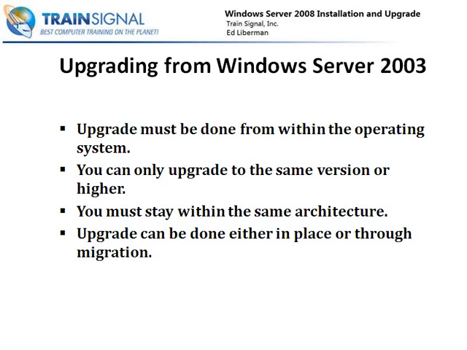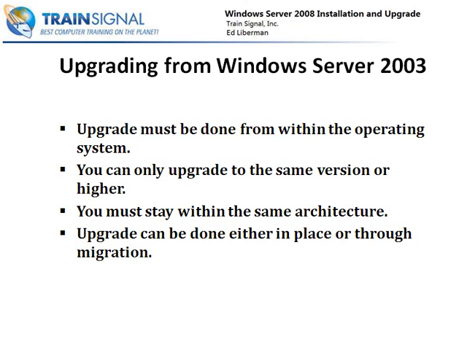Okay, so now that we have completed an upgrade from Windows Server 2003, let's go over a couple of points to make sure that we remember. First of all, the upgrade must be done from within the operating system. You can't boot off of a Windows Server 2008 DVD and select upgrade. It will always be disabled. So it must be done from within the Windows Server 2003 operating system.